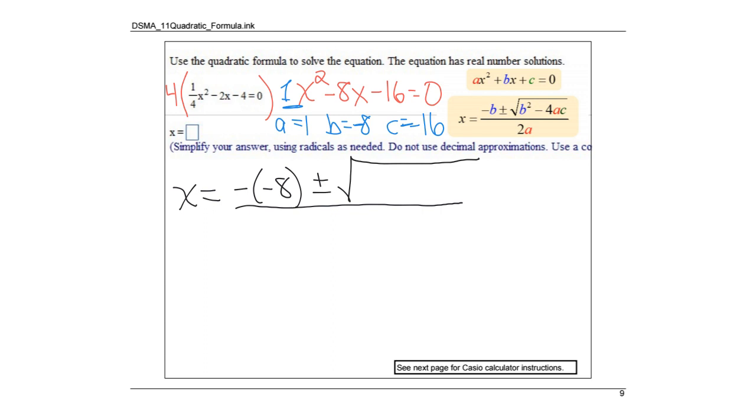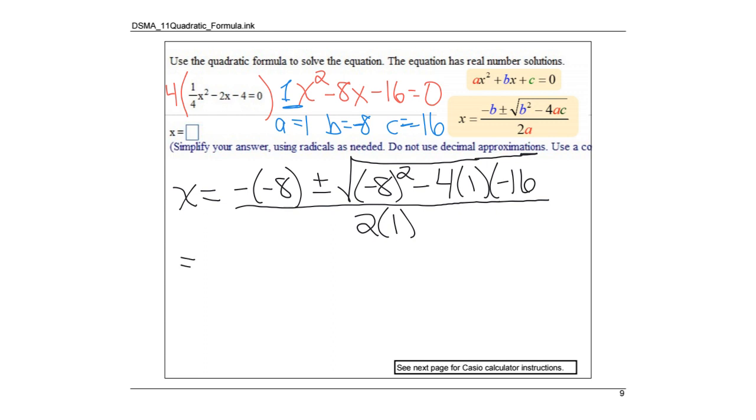All right, now we have a radical. So we're always going to put b in parentheses to be on the safe side. So I've got negative 8 squared, right? That's just b squared. Then I always have minus 4. Okay, then I have a, which is 1, and I have c, which is negative 16. Okay, and then finally on the bottom, I have 2 times a, which is 1. All right, so let's see what that gives us.